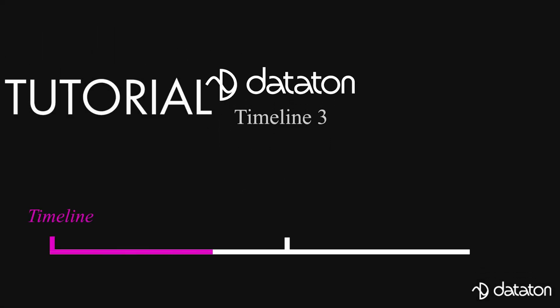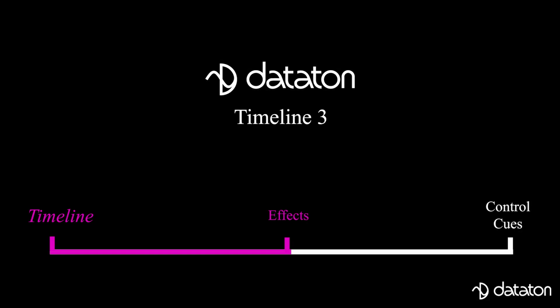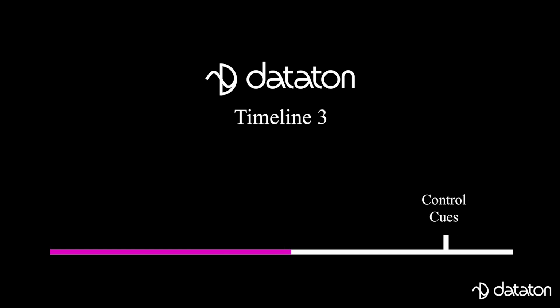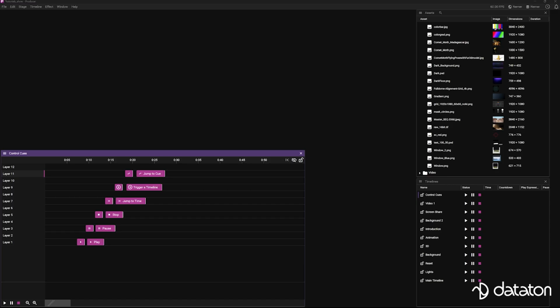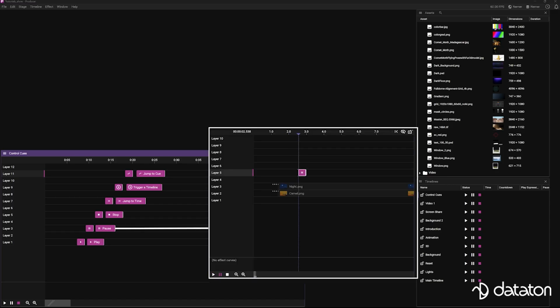In this part of the timeline series, you've already built your timeline and added effects, so now you're ready to take things further by taking full control of your playback using control cues. Here's what we'll cover: what control cues are and how they work, adding and editing control cues, triggering multiple timelines for complex shows. Control cues let you tell WATCHOUT to play, pause, or stop parts of your show.